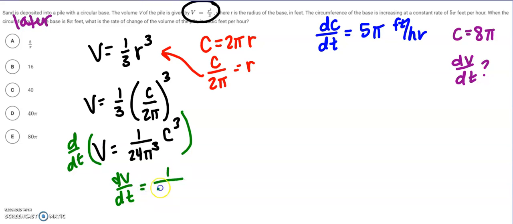This is just a constant, so it's going to hang out. If it's a constant, Ms. Schwartz, you should probably keep it how it is. Constant times this c to the third with respect to time will be 3c squared dc/dt. That was a d.